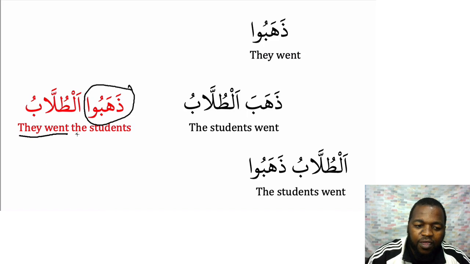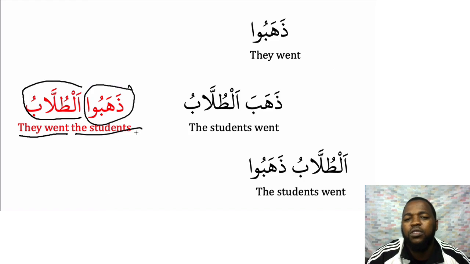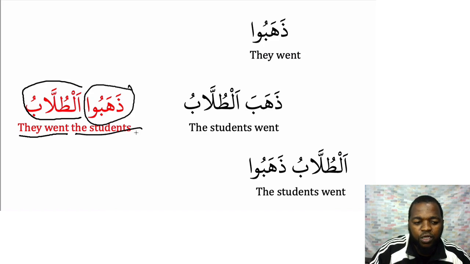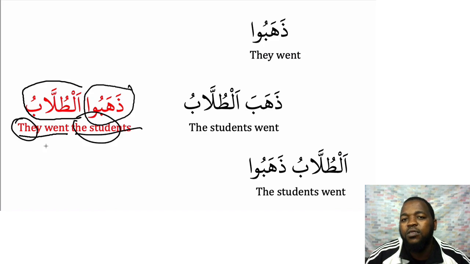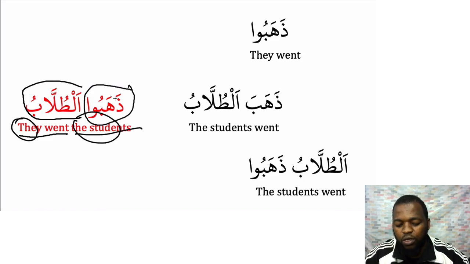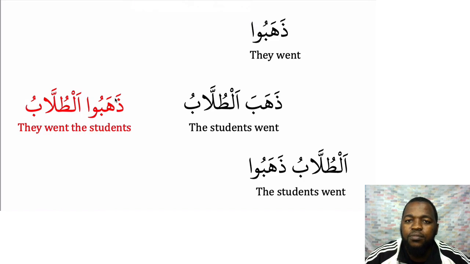Then I have Atulabu. Atulabu means the students. Even if I say in English, they went the students, it doesn't make any sense. They went the students doesn't make any sense, right? Because here you have they and you have the students. So who went? The students or they? Here we have two subjects. That's why it's wrong. I hope you understand it.